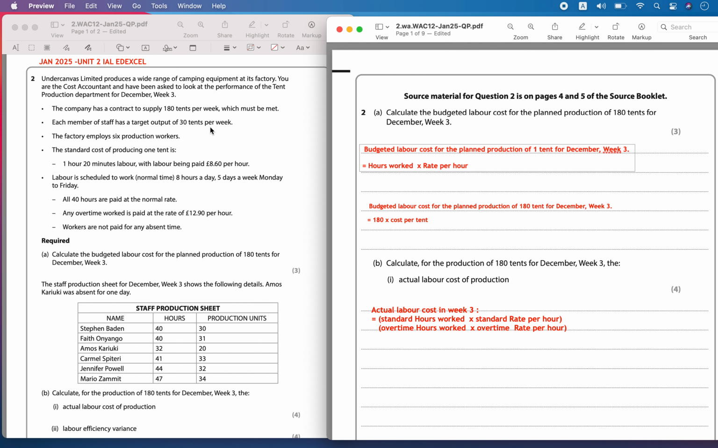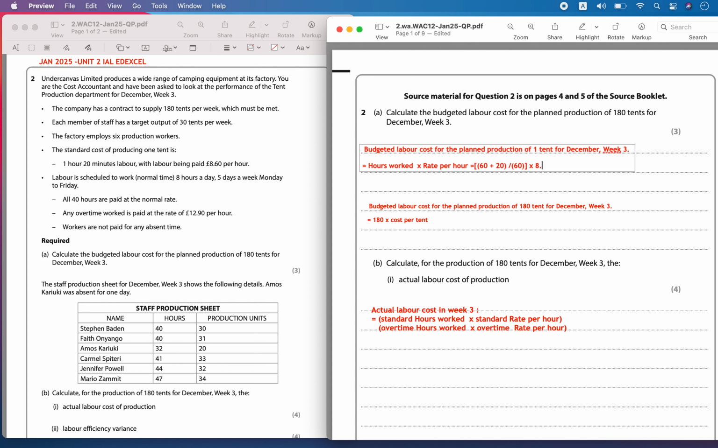Based on this we can see how many hours they have worked. They have given the standard cost of producing one tent, and so we will calculate the cost of producing 180 tents. First, one tent takes about 1 hour 20 minutes. So the hours worked is 1 hour, which is 60 minutes, plus 20 minutes, so 60 plus 20 is 80 minutes. But the rate paid is per hour, so we have to convert the minutes into hours, which happens when you divide by 60. So the total hours worked is 80 by 60 hours.